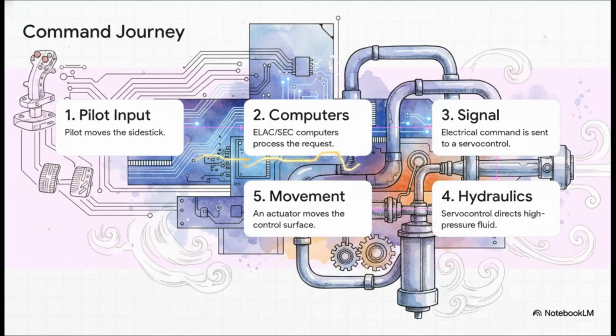Let's walk through it. The pilot makes the input. The computers process it. Then they send a tiny electrical signal out to a servo control unit on the wing. You can think of this servo as a super smart valve. It opens just the right amount to direct immense hydraulic pressure into an actuator. And that actuator? That's the muscle. It's what physically moves the control surface with unbelievable force and precision. It's a perfect digital to physical handshake.